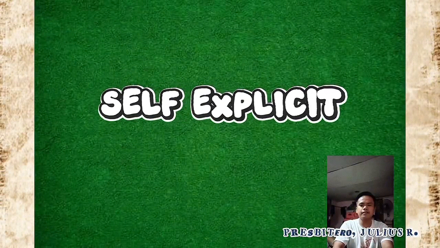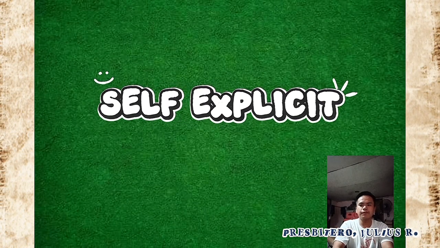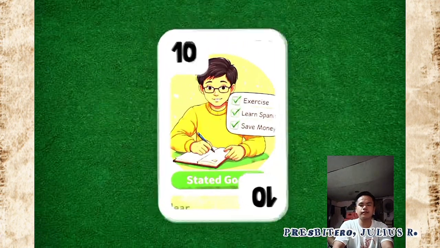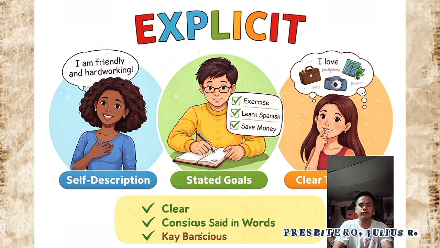I will discuss the concept of the explicit self, which is all about how we understand, describe, and express ourselves consciously, unlike the implicit or unconscious aspect of our personality. The explicit self is what we actively know about ourselves and can articulate. It involves self-awareness, self-description, and communication, all essential for shaping our identity and interaction with others.